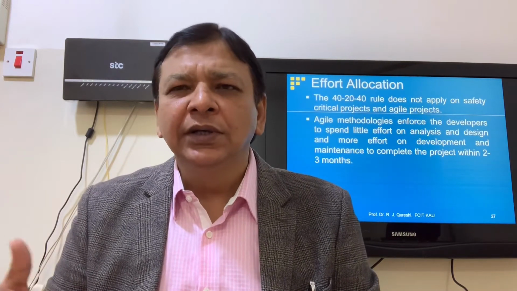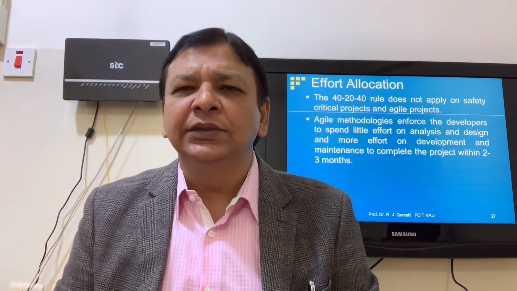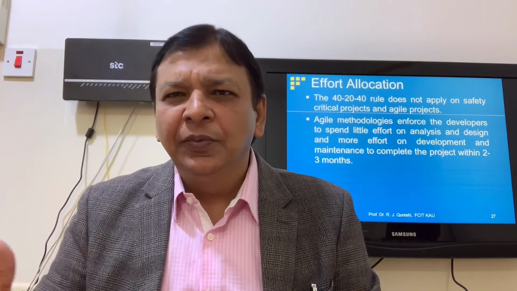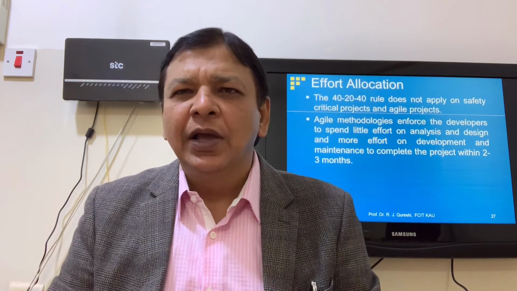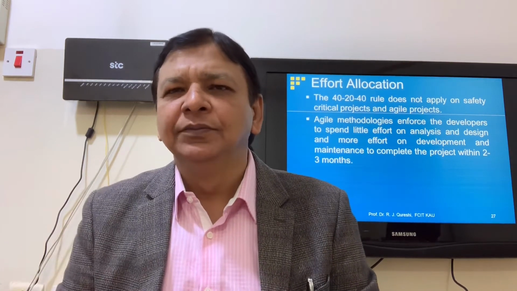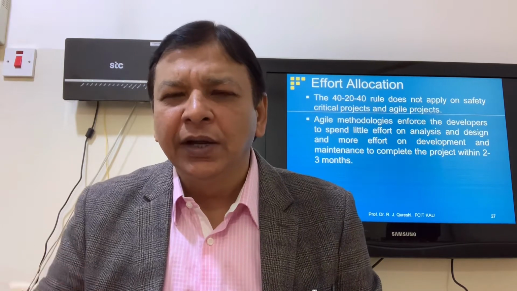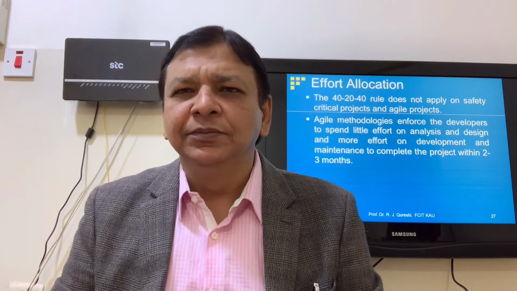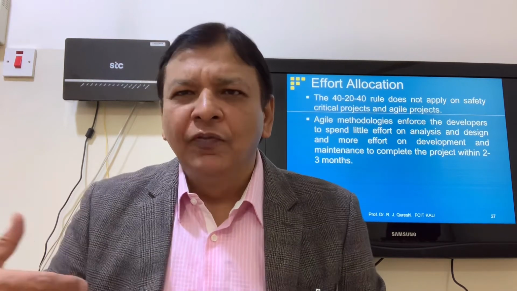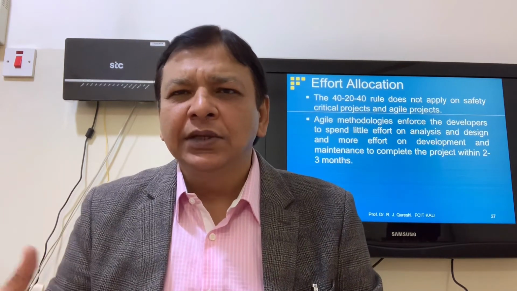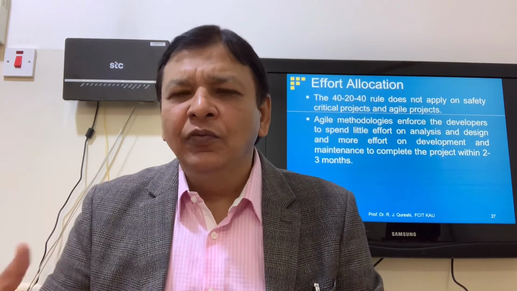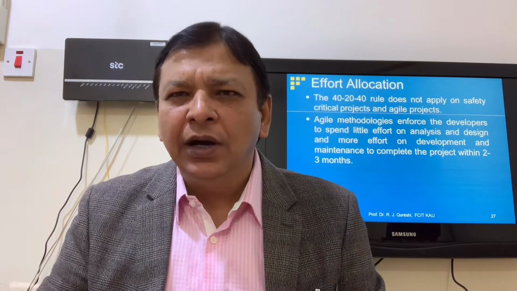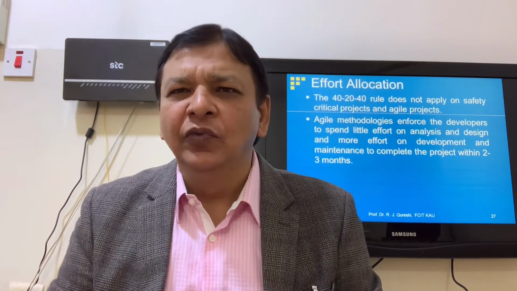The 40-20-40 rule doesn't apply to safety critical projects and agile projects. What is a safety critical project? Safety critical projects are those projects where human life risks are involved. For example, nuclear reactor control system, traffic control system, space shuttle system, fire alarming system, flight control system. These are all safety critical projects where we need to have very strong analysis. We need to collect all requirements in one shot and we need to freeze them.